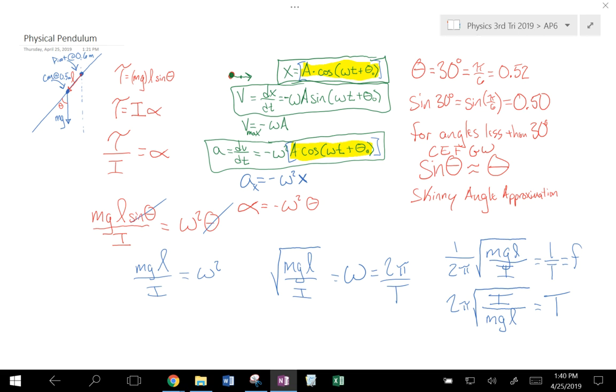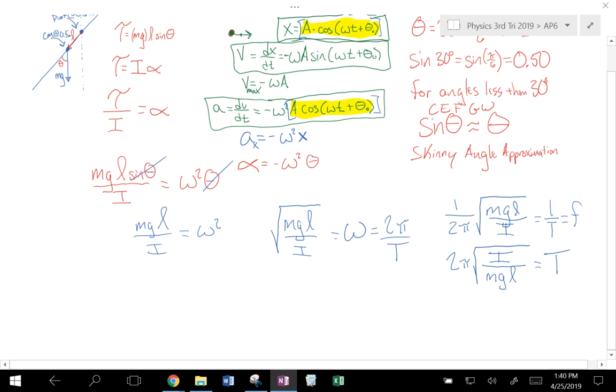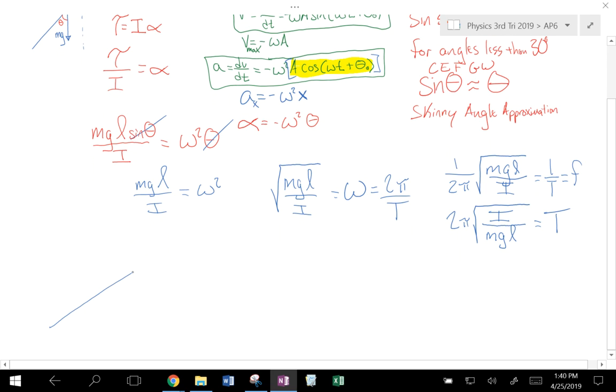So let's take a look at that stick, and if we move the pivot, see if we can't predict what the period's going to end up being, okay? So let's take the stick again and put the pivot at 80 centimeters.